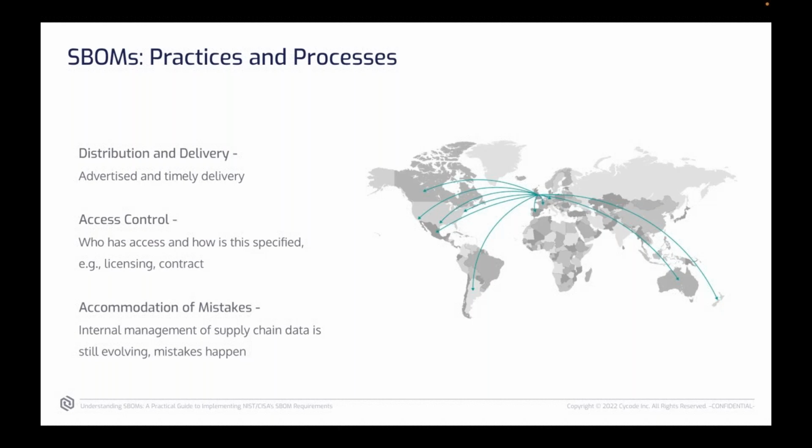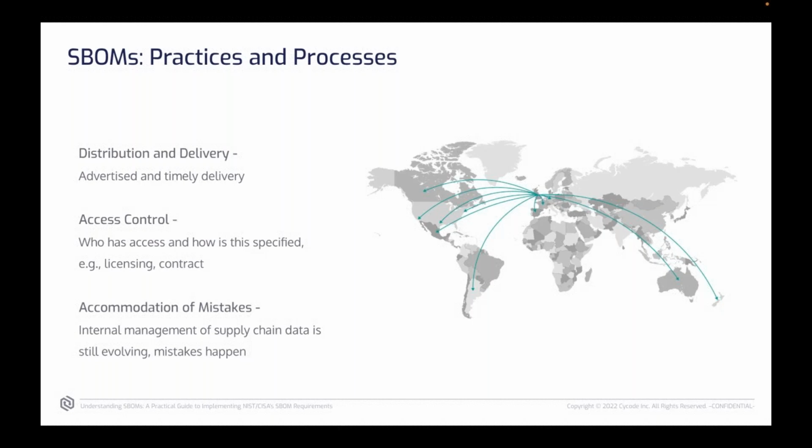Access control, again, is something else that you need to consider. So, you know, are you going to make it available to everyone out there? Is it publicly available, or is it only for your customers? And so you need to define who has access, and then also specify where this is defined. So is it part of your contract when you're negotiating a sale? Is it part of your licensing agreement? Again, these practices and processes are things that you need to define.